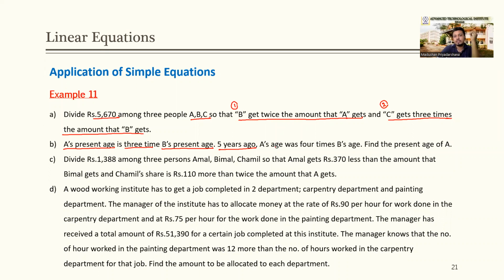So 5 years ago, it says A's age was 4 times B's age. If we compare their ages 5 years ago, whose age is 4 times B's age? A's age. Now, taking their present ages, A's age is 3 times B's age. 5 years ago, A's age was 4 times B's age. Right. If it is so, we need to find what? We need to find the present age of A. That is what we need to find.